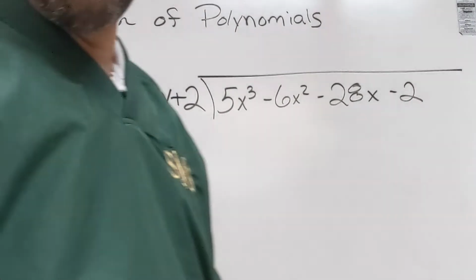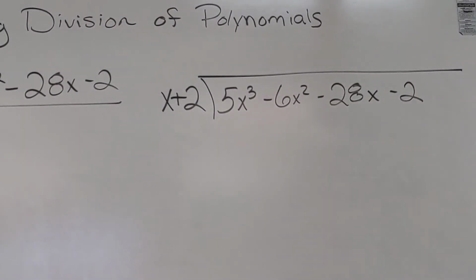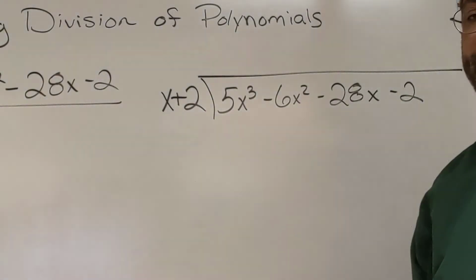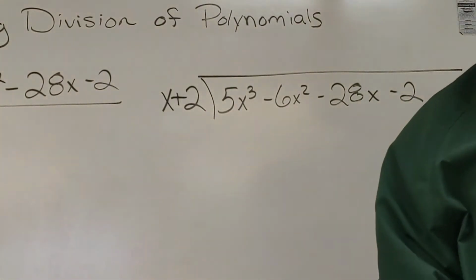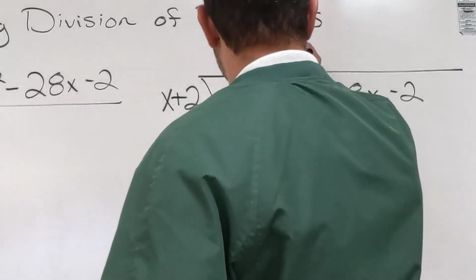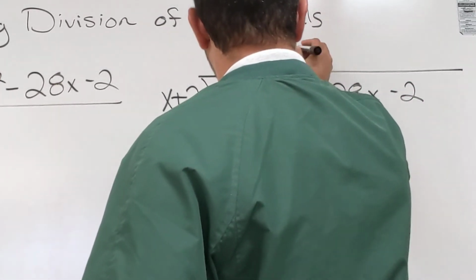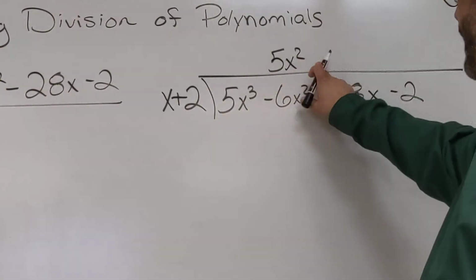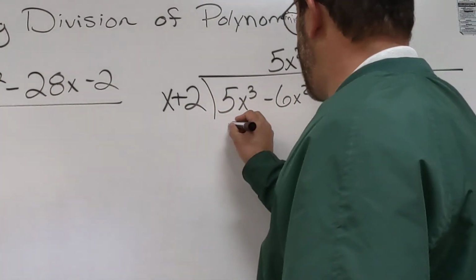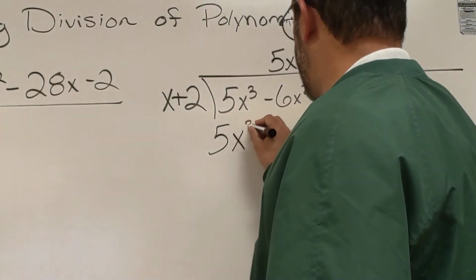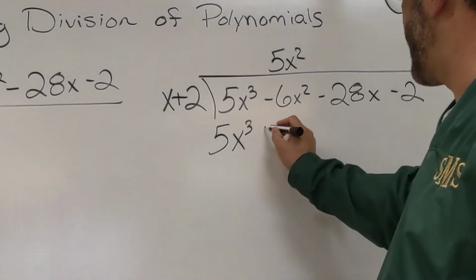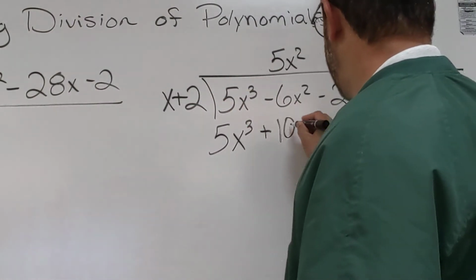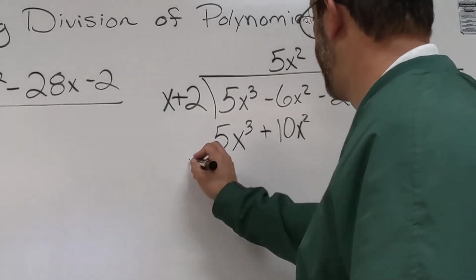All right, so I begin by asking myself the same questions. What do I need to multiply x by to get 5x to the third? I would need to multiply it by 5x squared. Okay? So 5x squared times x gives me 5x to the third power. And then 5x squared times 2 is going to give me 10x squared.